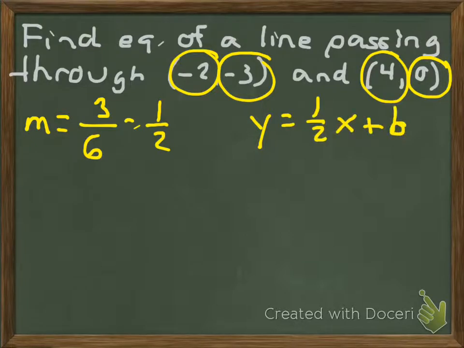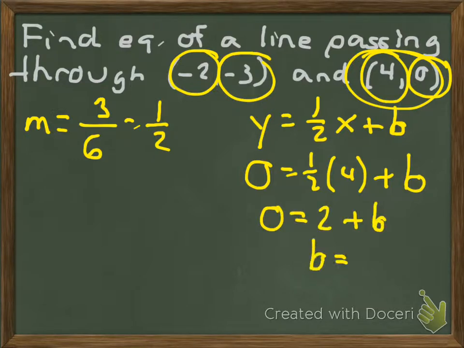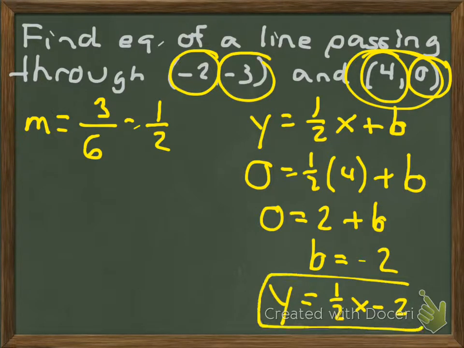So now I want to plug in a point. I can plug in either point, and I'm going to choose the second one for a couple reasons. First of all, both numbers are positive, and I also have that 0 hanging out, which hopefully will cause some easy work in my calculations. So I have 0 equals 1/2 times 4 plus b. Don't even think about touching your calculator here. I know that half of 4 is 2, plus b, so therefore b equals -2. So the equation I have is y equals 1/2 x minus 2.